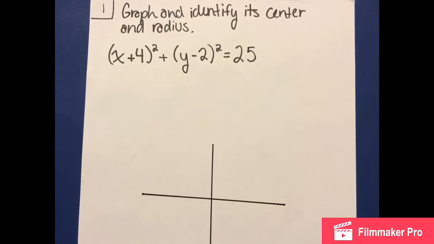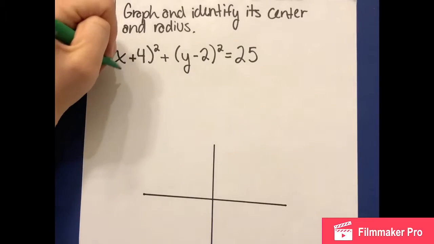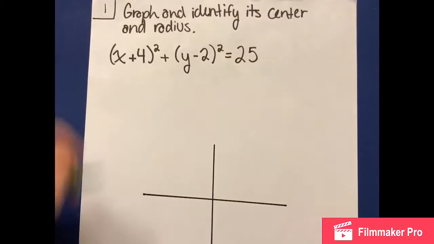Hi guys, we're going to start with number 1. It says identify and graph with the center and the radius. It gives me the equation of a circle. I know this is the equation of the circle because it matches up with the standard form of it. So looking at what we have here, we're going to find the center first. That tends to be the easiest thing.